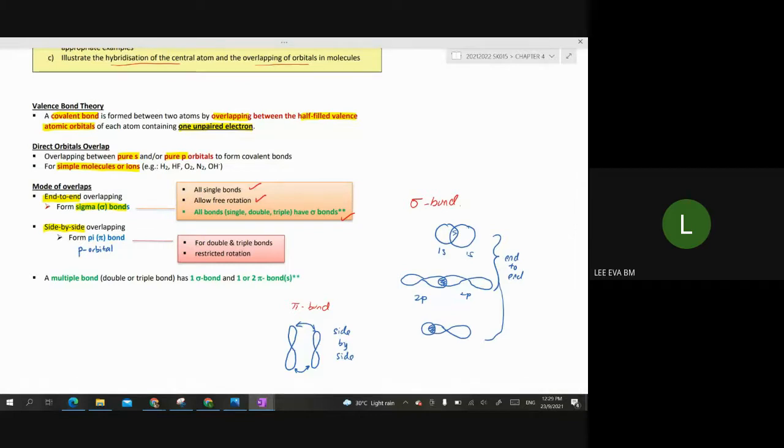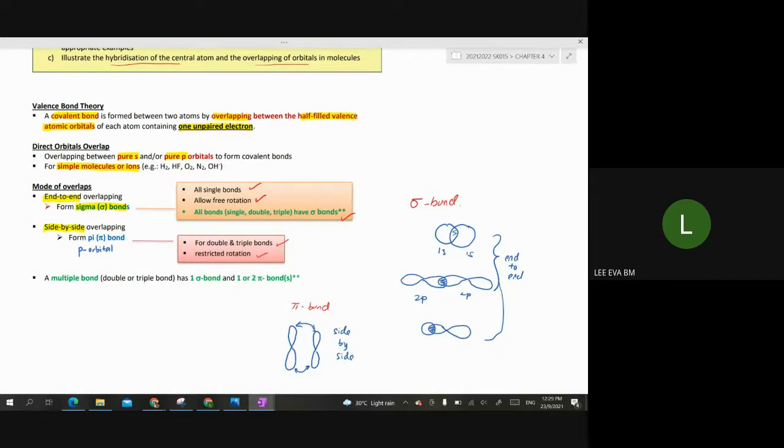Okay, so for this pi bond, side-by-side overlapping is for double bond and triple bonds. Okay, and then it has restricted rotation. So back to your camera. Look at Madam's camera. So sekarang contoh Madam ada double bond. Can you see there's a red pen and a black pen? Yes, madam. Okay, kenapa kita cakap restricted rotation? I twist it, tak dapat pusing. So cannot rotate. Cannot rotate, it's restricted rotation.